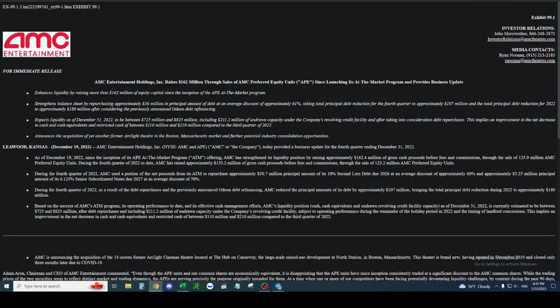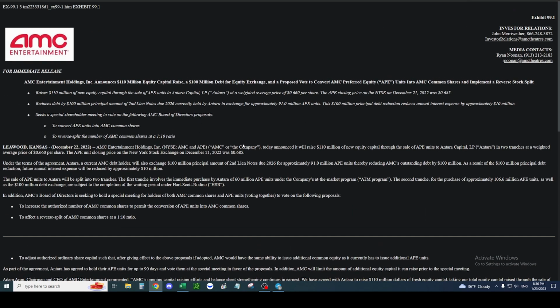Then we have to factor in news releases, such as how much they raised through their APE at-the-market program offering. We know that through the sale of 125.9 million APE, that's what they did through the whole offering so far as of December 19th. But during quarter 4, they raised 153.2 million in cash. Sure, you'll have to subtract a couple million here and there for fees and commissions. But they sold 123.2 million APE. We also know that through this deal with Antara, they sold, where is it?